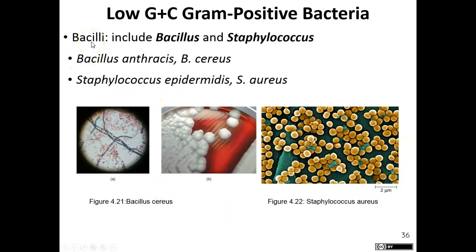Then we have the bacilli. And the bacilli also include coccus and bacillus bacteria. The names kind of make you think that you're going to only have one type, but don't let the name fool you. So the two groups of organisms under the bacilli are the bacillus organisms and your staphylococcus organisms. So Bacillus anthracis is an example of a bacillus species. Bacillus cereus is the species that we have in our lab. These are also endospore formers.